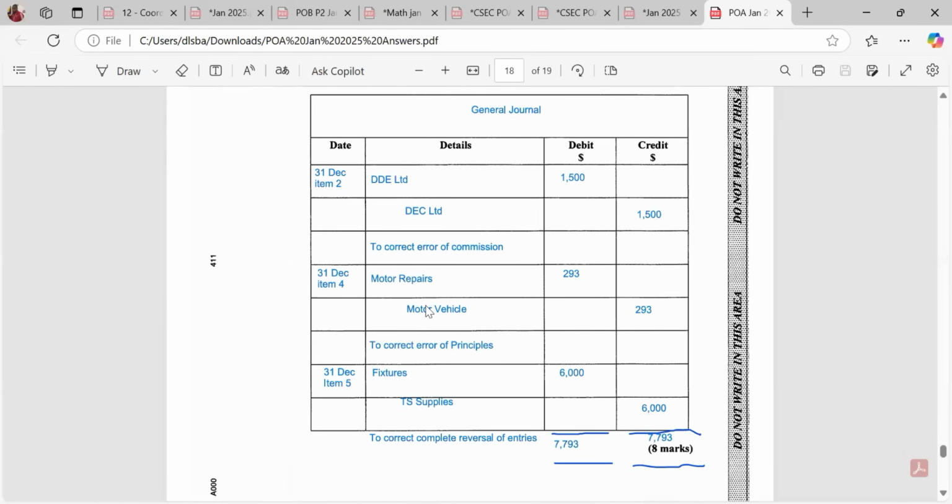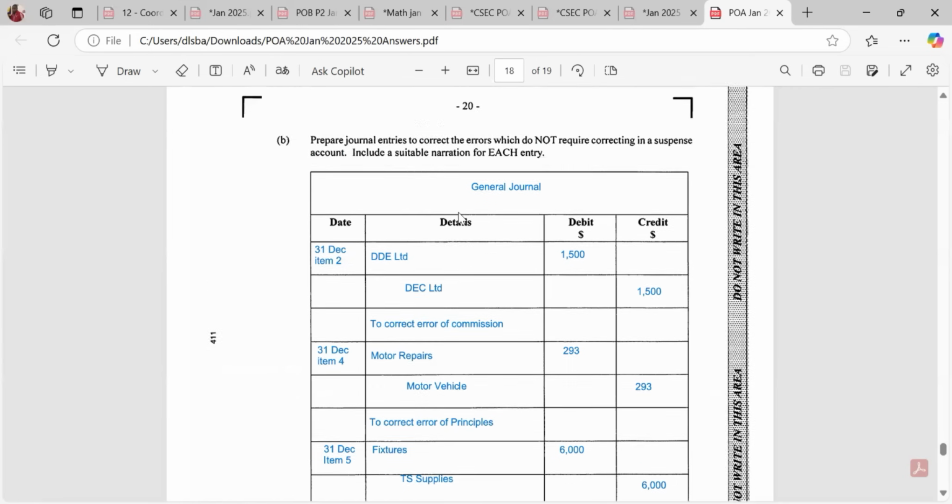Please notice, every time I credit, I'm indenting. Always do that in a general journal. The space between the details and the amount is supposed to be the same. All right? So this space here and this space here should be the same.